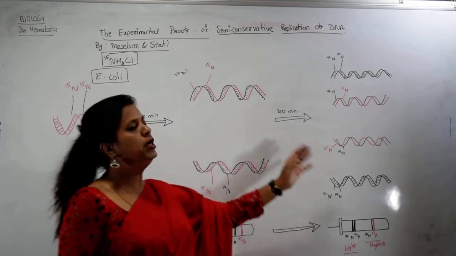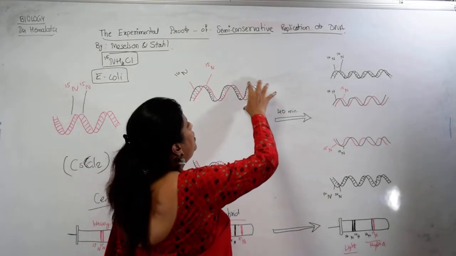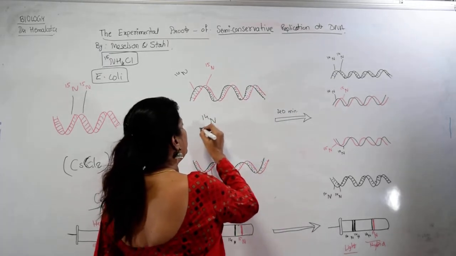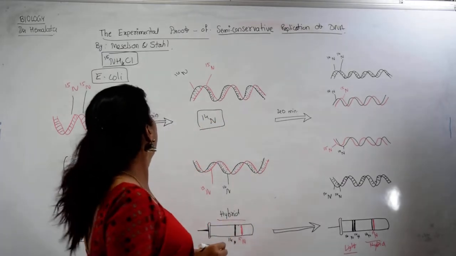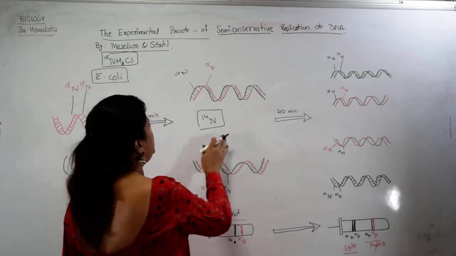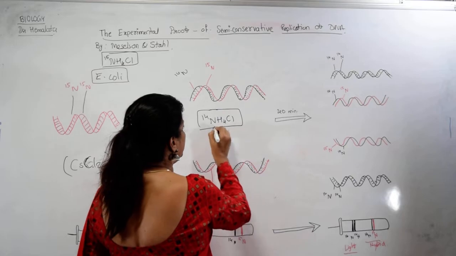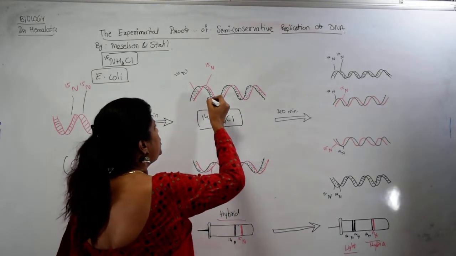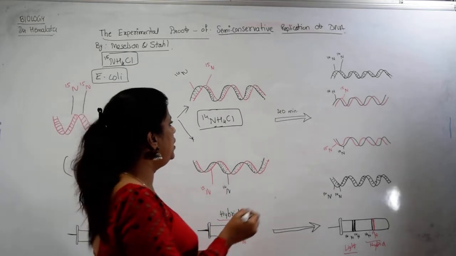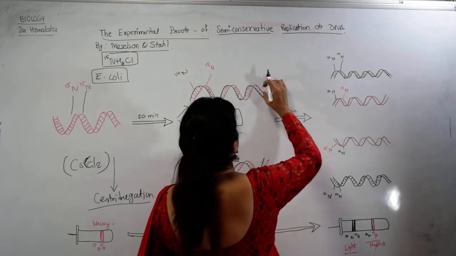Now after 40 minutes you take, what happens? This strand again will separate. We are growing all of them further in N14 media only, right? NH4Cl, it is N14 H4Cl, right? You are taking NH4Cl media, you are growing them. Therefore, what you got is, first one is a hybrid of N14 and N15. Now continue growing in N14 normal media, then the first strand will separate.